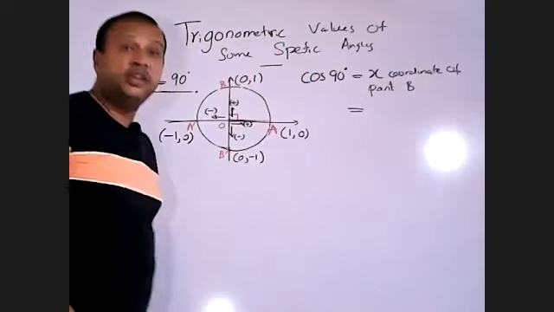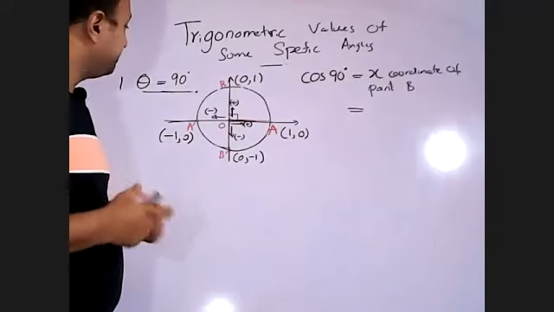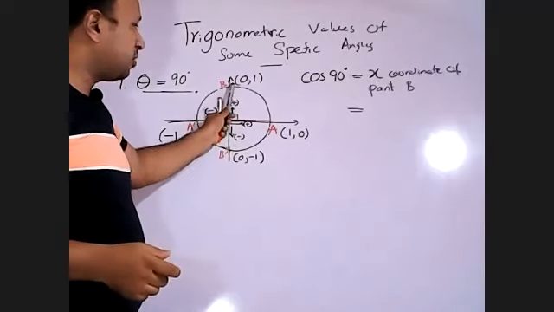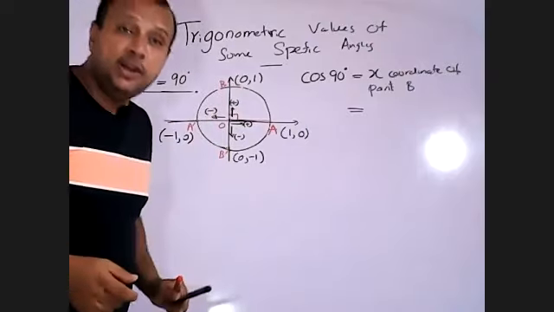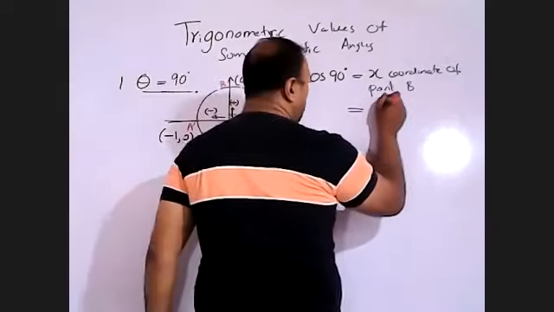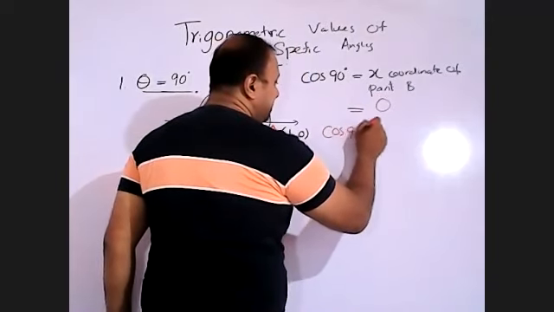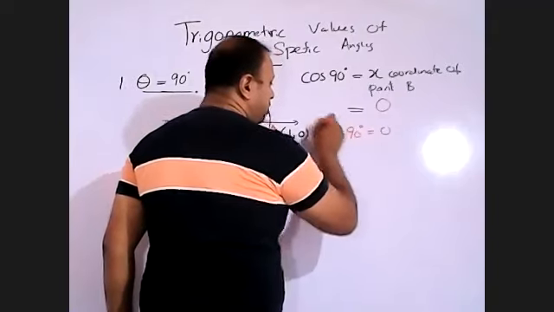So what is the x coordinate of point B? Tell me. The x coordinate of point B is 0. So this is equal to 0. Therefore, cos 90 is equal to 0.